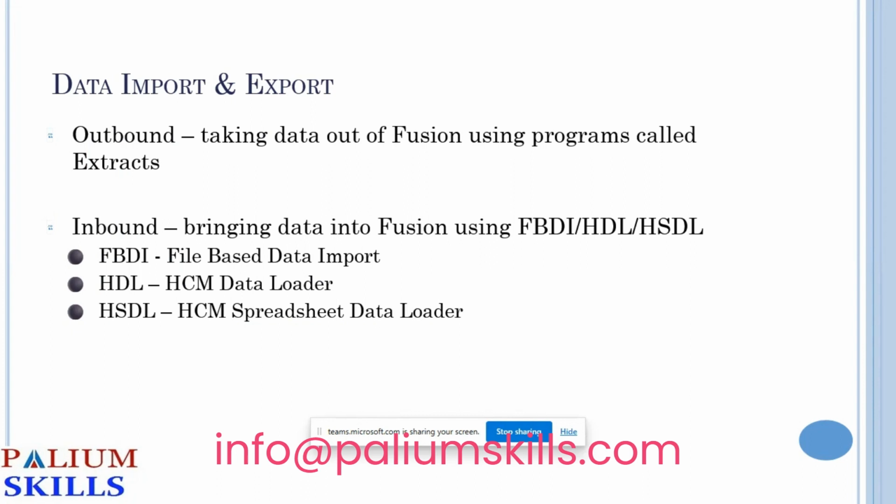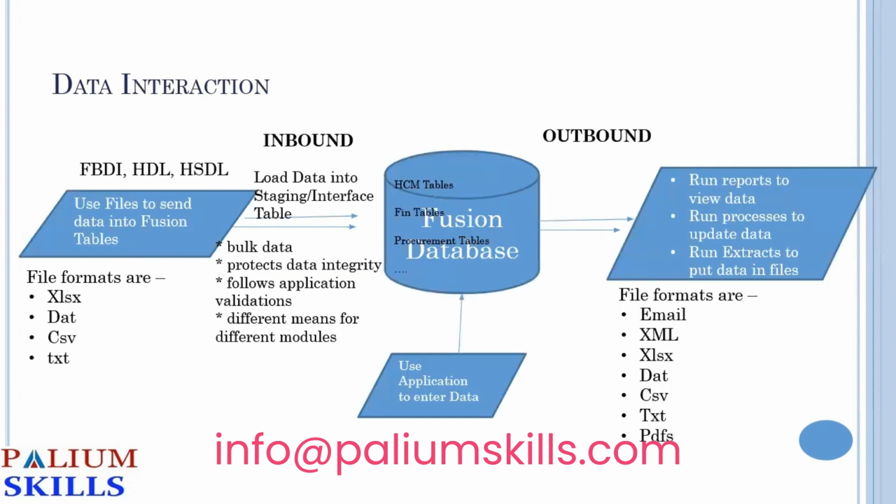FBDI means file-based data import. HDL is HCM data loader. HSDL is HCM spreadsheet data loader. Okay, so you have outbound and inbound. This is a high level data interaction in terms of inbound and outbound.